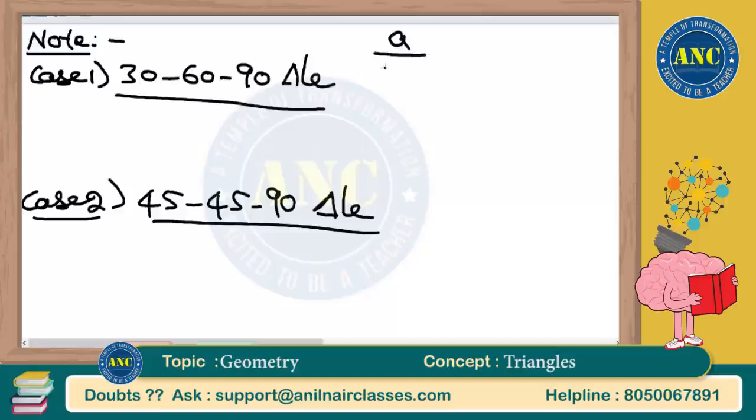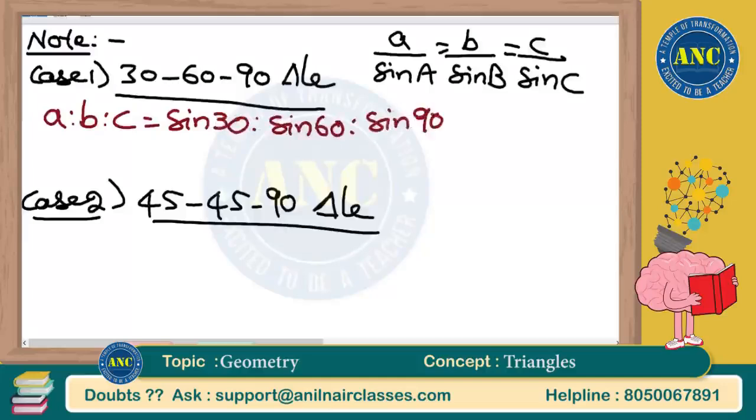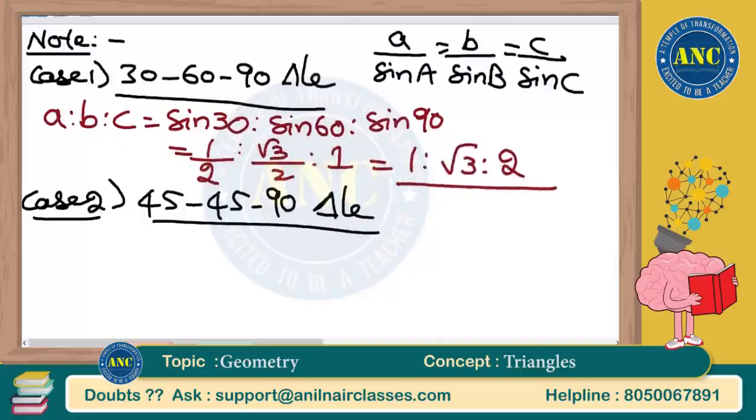First, see here. A by sin A is equivalent to B by sin B is equivalent to C by sin C. So A is to B is to C will become sin 30 is to sin 60 is to sin 90. Sin 30 is 1 by 2. Already Ajay sir has taken a lot of trigonometry classes. It is root 3 by 2 and it is 1. So it is nothing but 1 : root 3 : 2. In a 30-60-90 triangle, the sides ratio will be 1 : root 3 : 2.